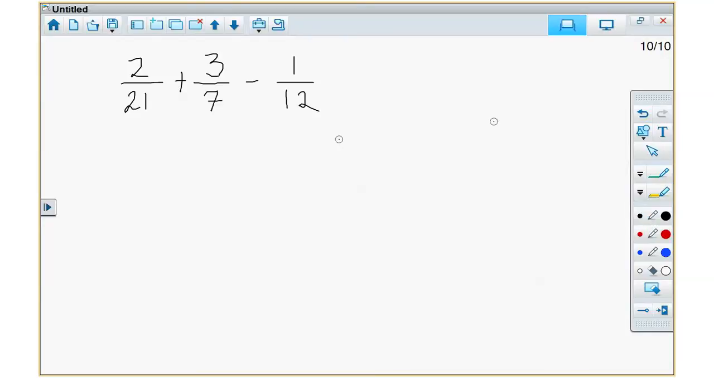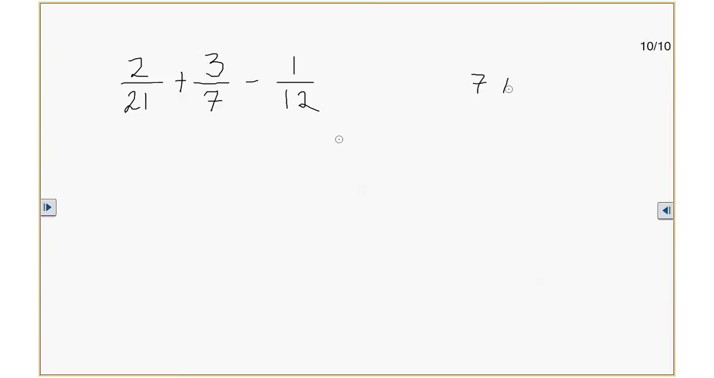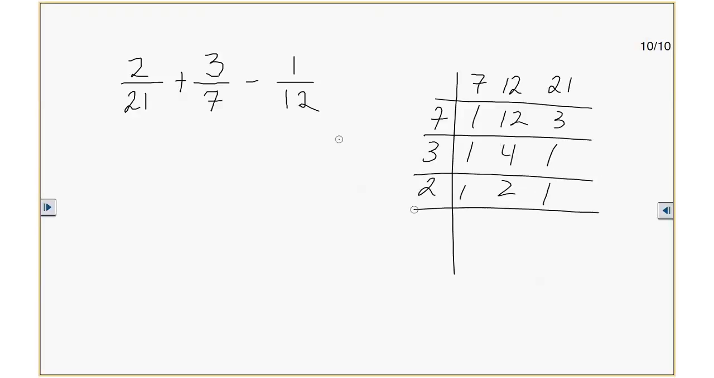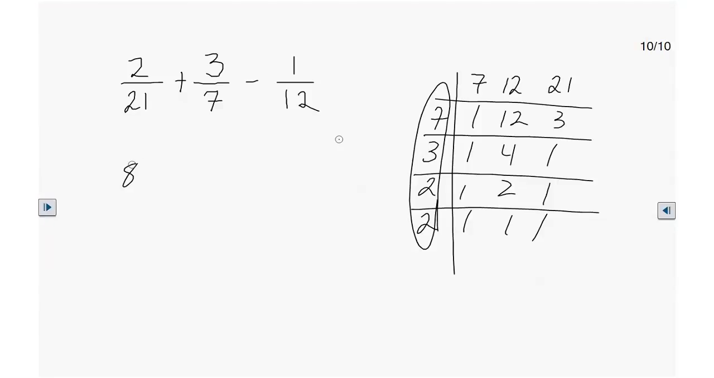I don't know if it is or not, but let's see. 7, 12, 21. So 7, 1, 12, 3, 3, 1, 4, 1, 2, 1, 2, 1, 2, 1, 1, 1. And that will give us 21 times 4, 84. I'd much rather have 84. You can't just multiply the numbers and just make up stuff. You've got to do one way and one way only, and that's find the least common multiple. Find the least common multiple, you can do the problem. You start doing your way, good luck.